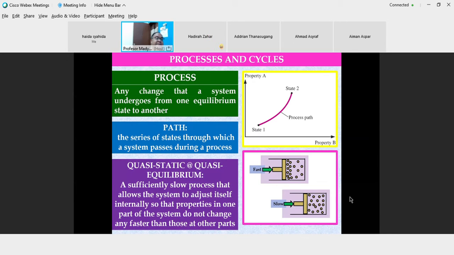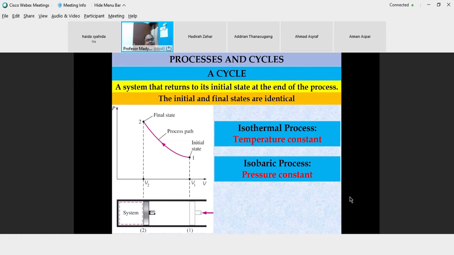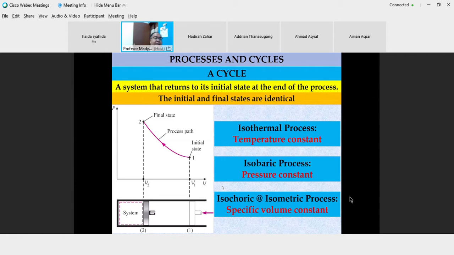Right. So now a cycle. From state 1, if the cycle can return back, it is known as a reversible cycle. And normally the initial and the final states are identical. If the initial and the final states are identical, it is a cycle.